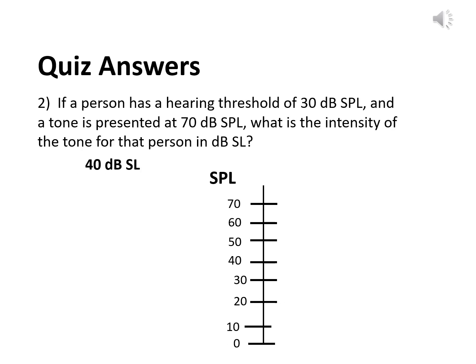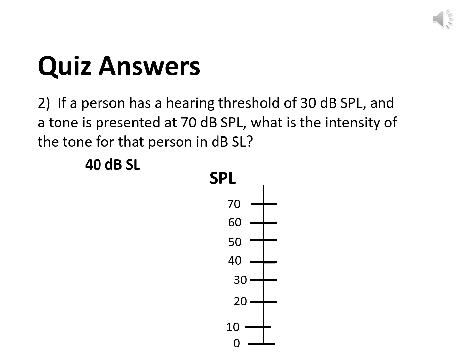Question number 2 asks, if a person has a hearing threshold of 30 dB sound pressure level SPL, and a tone is presented at 70 dB SPL, what is the intensity of that tone for that person in dB SL, or in their own sensory level scale? And so the answer to this question is 40 dB SL.